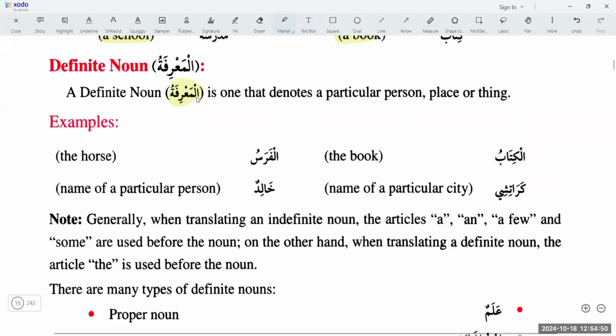A definite noun, al-ma'rifatu, is one that denotes a particular person, particular place, particular thing.